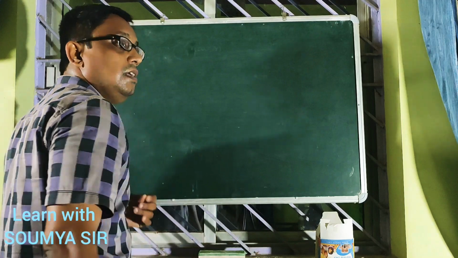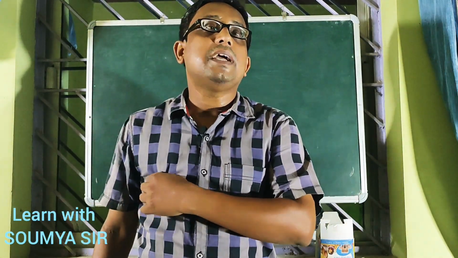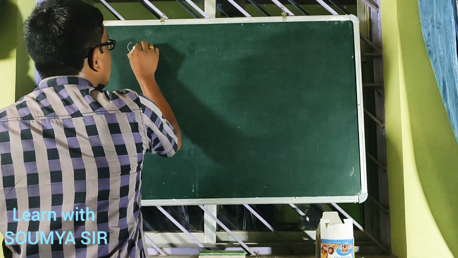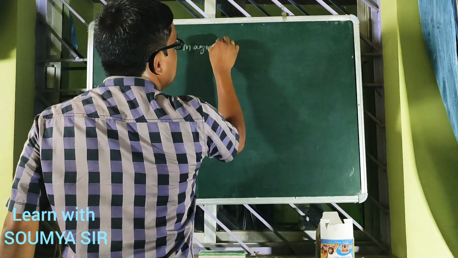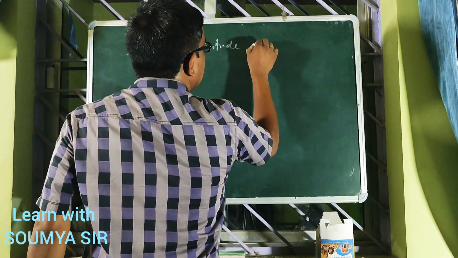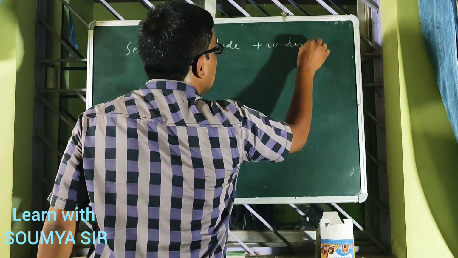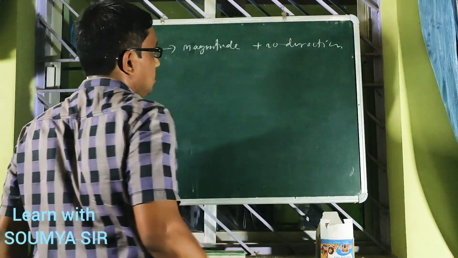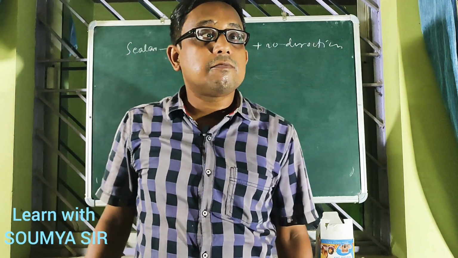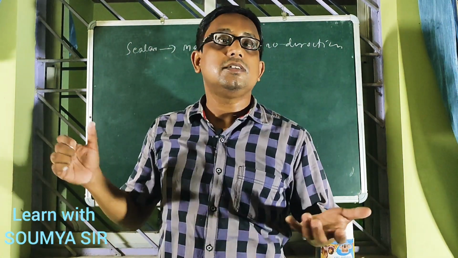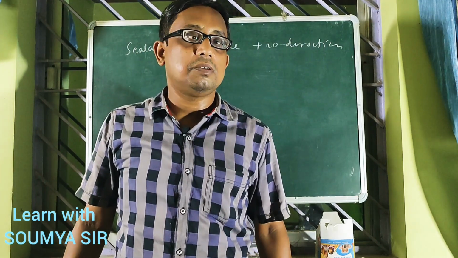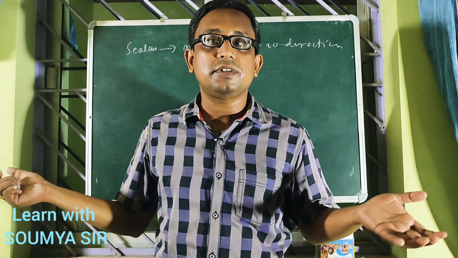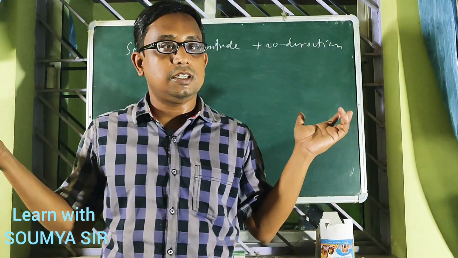Remember, a scalar quantity is a quantity which has magnitude but no direction. Scalar quantities do not have any direction. Suppose the speed of a body is 2 meters per second. In which direction it is 2 meters per second, we don't know. So it is a scalar quantity.